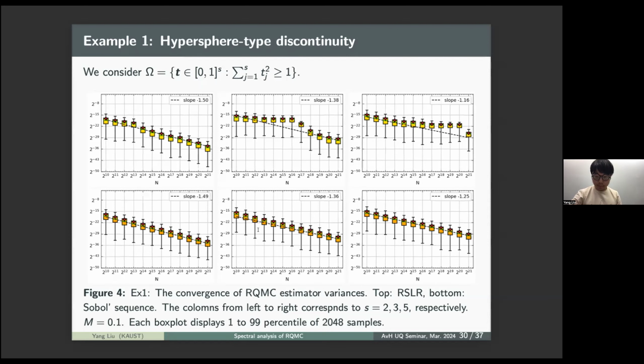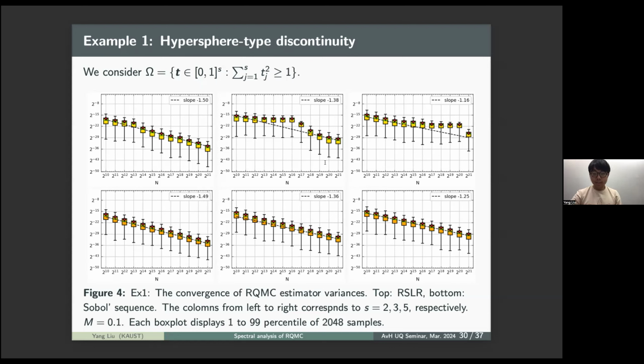And in this page, I'm selecting m equals 0.1, so that 2m will be 0.2. And if we don't have the discontinuity, we would have minus 2 plus 2a. That would be minus 1.6 convergence rate for the QMC. And in dimension 2, we can see that actually the convergence rate is dominated by the discontinuity. That would be minus 1 minus 1 over 2. So we are seeing 1.5 instead of 1.6.